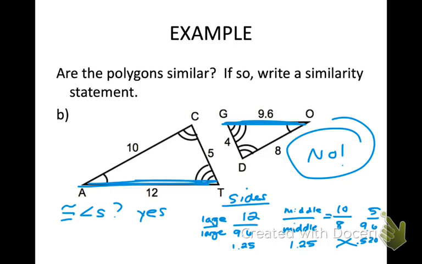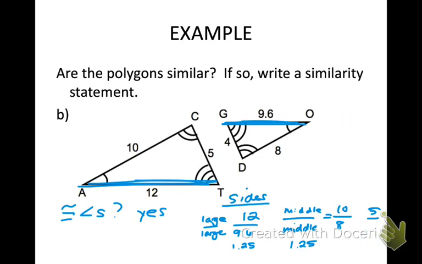Oh, hold on. Oh my goodness. Why did I do 9.6? Go back. 9.6 is not the smallest side over there. It's 4. I was going to say, that does not seem right, which is 1.25. So yes, they are similar. So I'm going to write triangle CAT is similar to, did I set it up to work out? C has a double arc, D has a double arc, A single, O single. I did that on purpose.